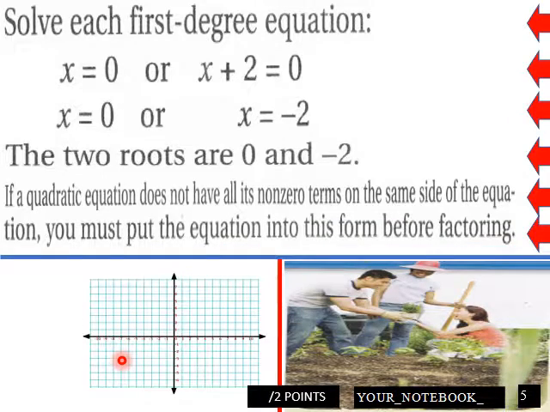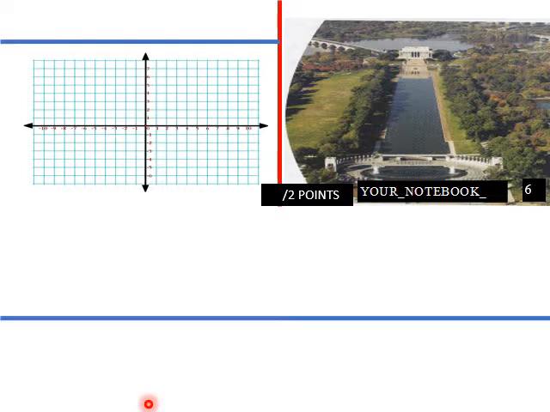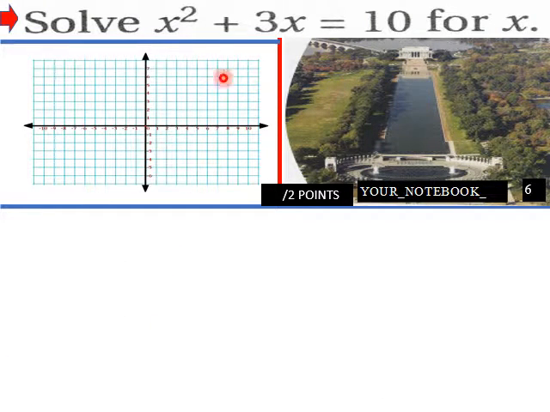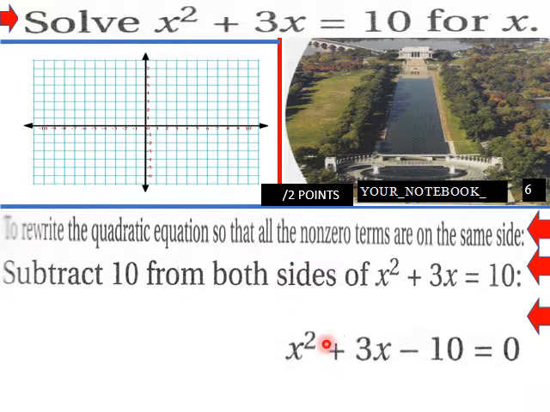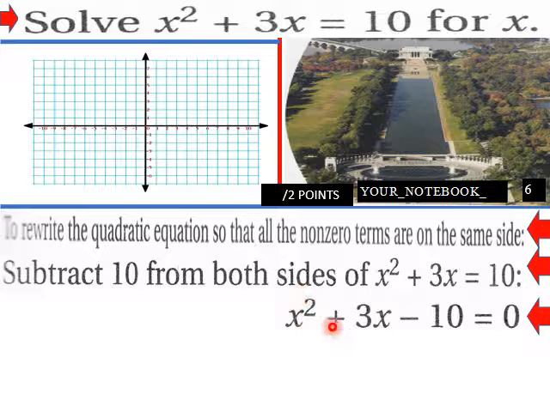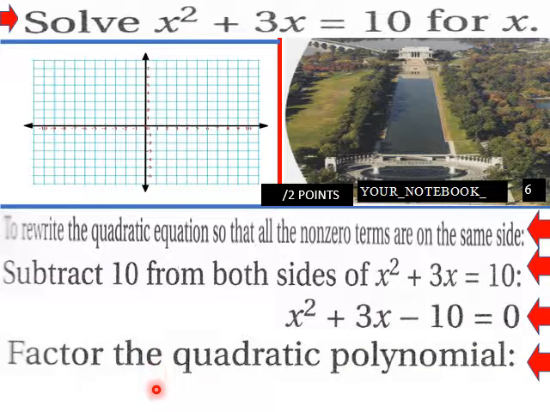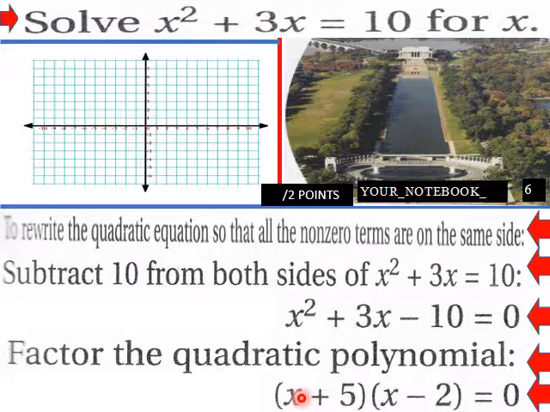Not all equations have everything on the same side. You must put the equation into standard form before factoring. So for example here, we have something like this. Then we have to move this 10 over to the other side. So x squared plus 3x minus 10 equals 0. Factor the quadratic polynomial. This is what we get by factoring two binomials from this trinomial.